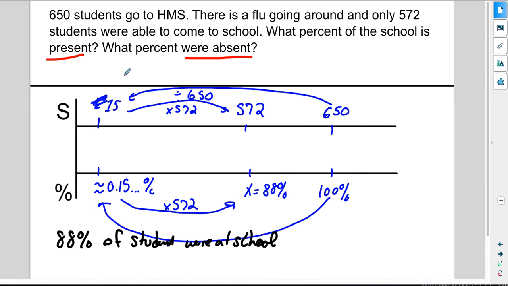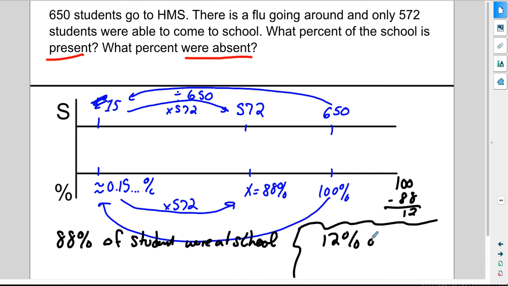And I also need to write what percent of students were absent. So obviously, there's a difference between 100 and 88 of just 12. So I'm going to write this over here in its own separate little box, 12% of students were absent.